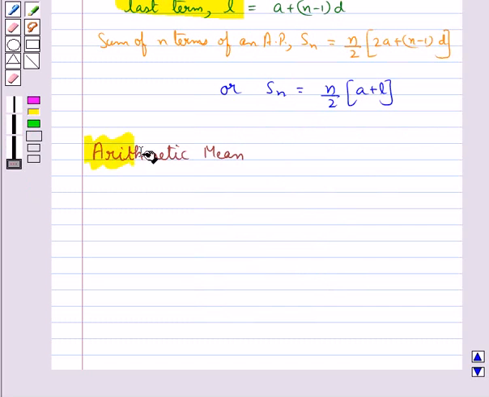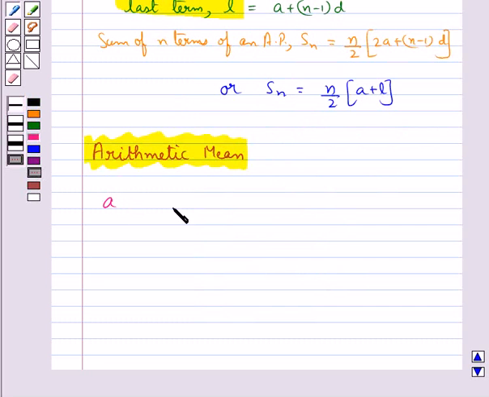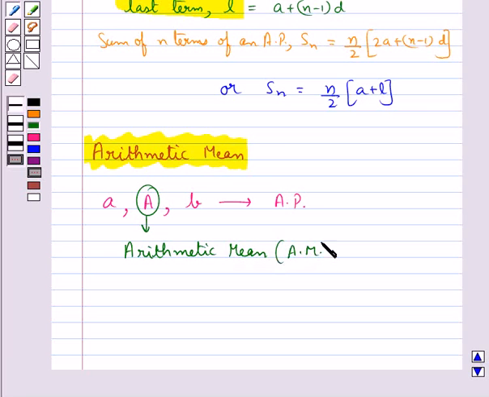Next we discuss arithmetic mean. Suppose we are given two numbers A and B. We can insert a number M between these two numbers A and B so that this is an AP. This number M is called the arithmetic mean, or AM, of the given two numbers A and B. That is, we have M equal to A plus B by 2. So you can see that the AM between two numbers is their average.